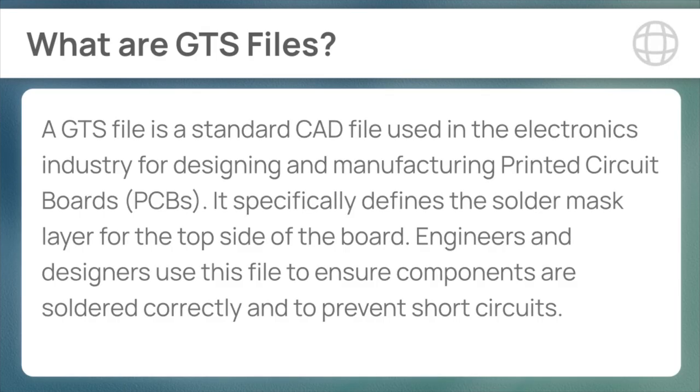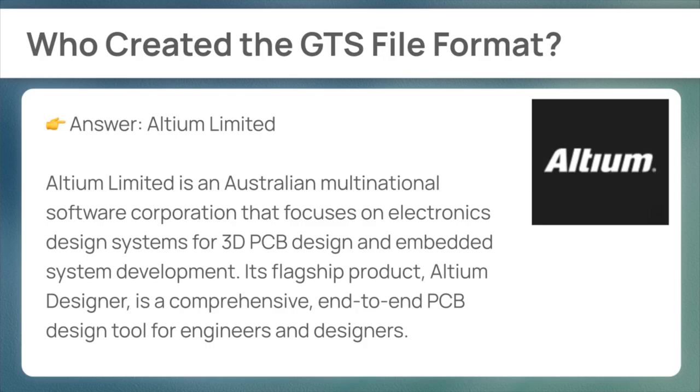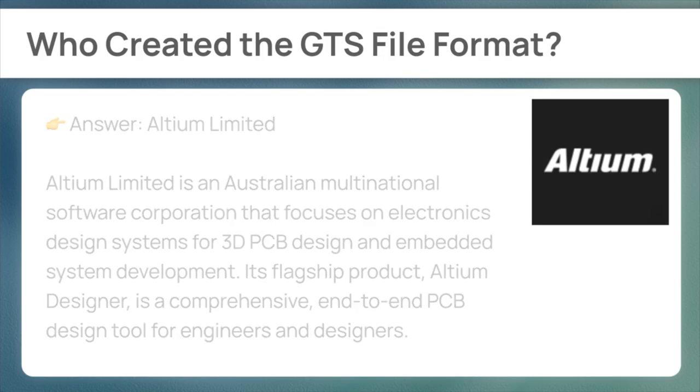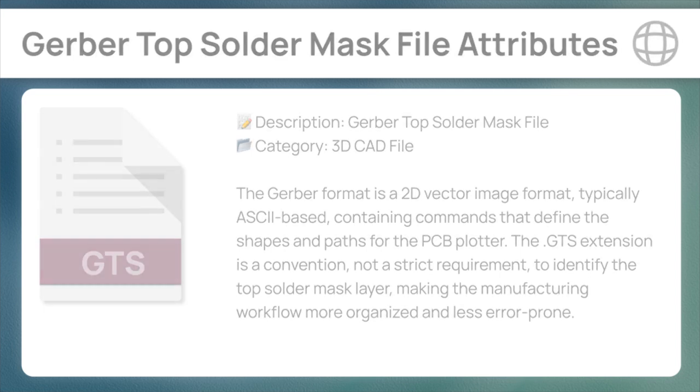It specifically defines the solder mask layer for the top side of the board. Engineers and designers use this file to ensure components are soldered correctly and to prevent short circuits. The Gerber format is a 2D vector image format, typically ASCII-based, containing commands that define the shapes and paths for the PCB plotter. The GTS extension is a convention, not a strict requirement, to identify the top solder mask layer, making the manufacturing workflow more organized and less error-prone.